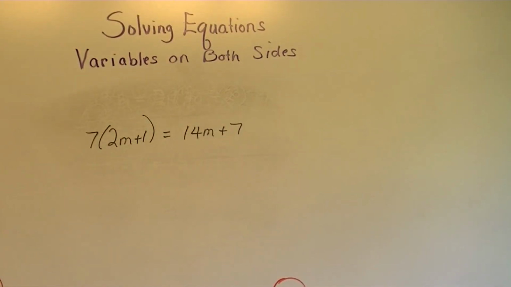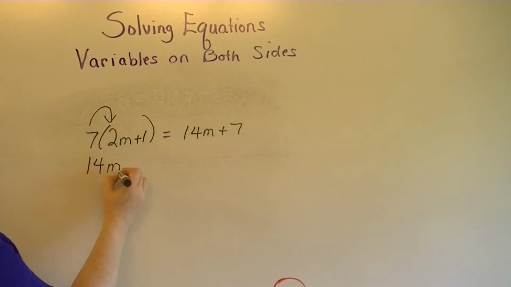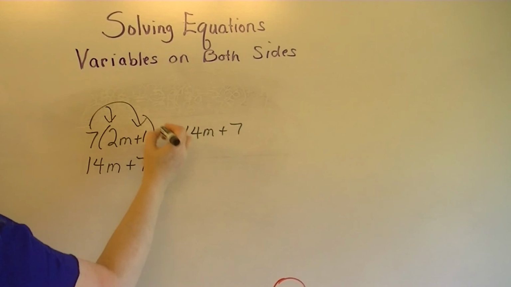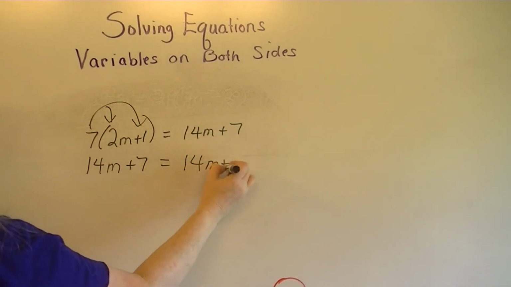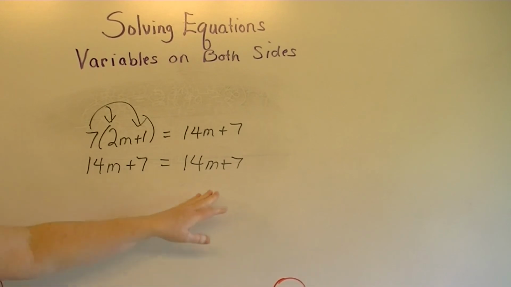Alright, in this problem, I already told you that all numbers are going to be the solution, and let's see why. We're going to solve with the distributive property first, so that would be 14m plus 7. And then this side says 14m plus 7. When you have an exact match on both sides of the equation, it means that all numbers are going to be the solution. So let's say that I picked a 1 for m. If I multiplied 14 times 1 on this side and 14 times 1 on that side, I'm still going to come out with the same answer, because 14 plus 7 is 21, so I get 21 equals 21.